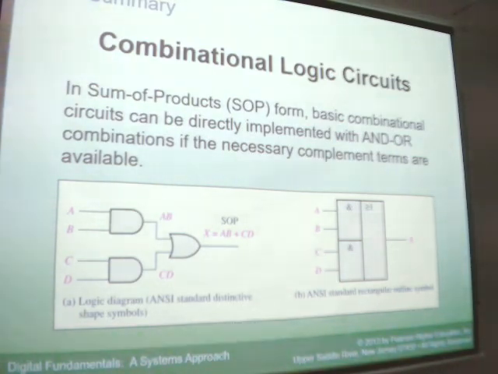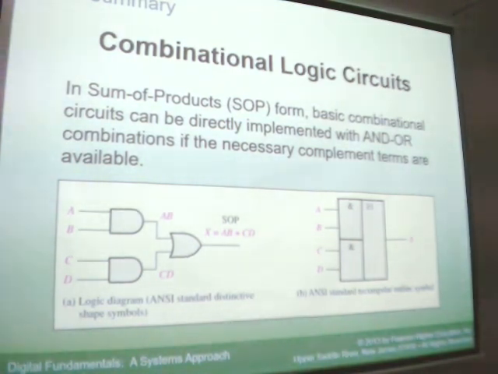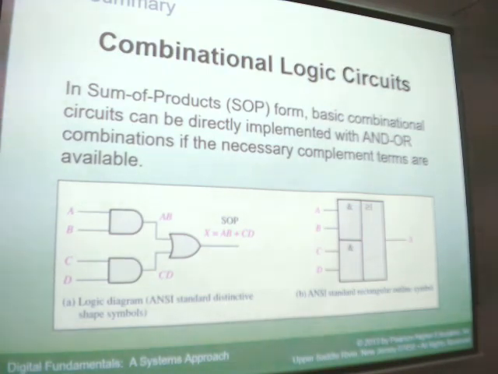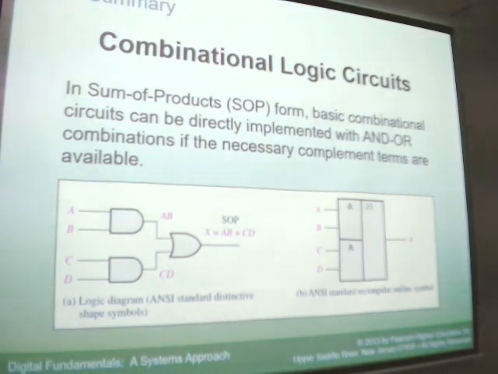There are two kinds of symbols to represent our Boolean expression. The left is the logical diagram, standard distinctive shape symbol. We like this method more. And the right symbol is an ANSI standard rectangular outline symbol. I like this more.